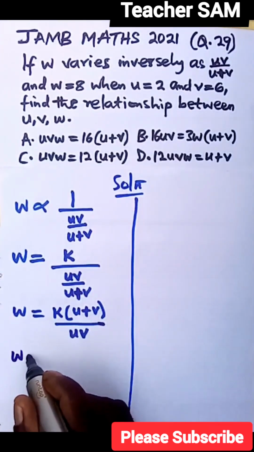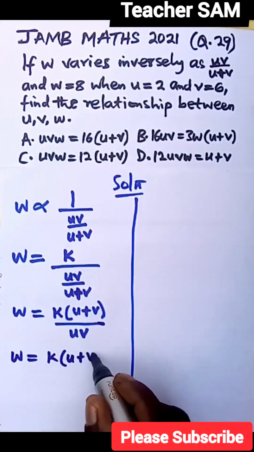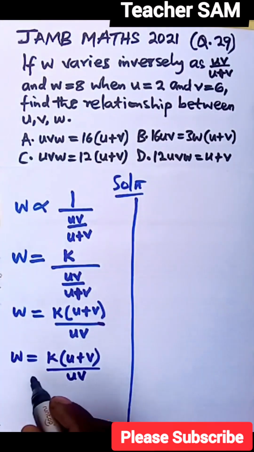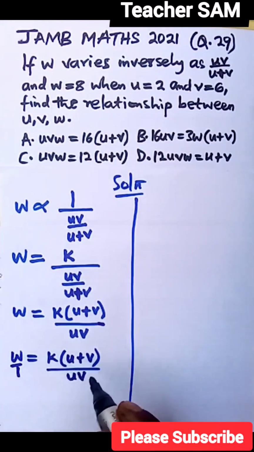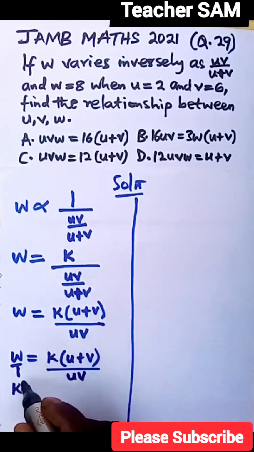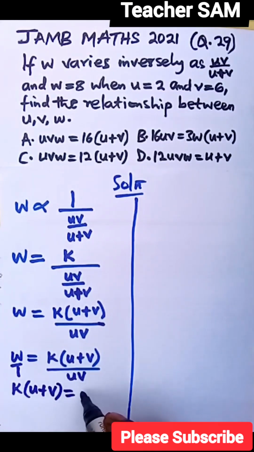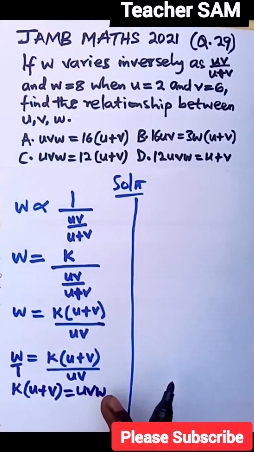Now from here, let me rewrite this. So we have W is equal to K into U plus V all over UV. So that this will be over 1, so that we can cross multiply. So we have K into all this times 1 will be the same thing. So we have K into U plus V equals UVW. That is UV times this. Alphabetically you have UVW.